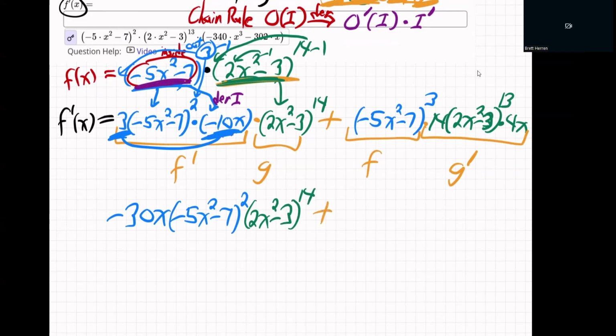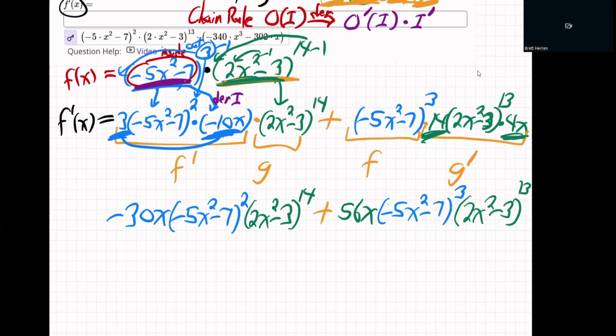plus. What about these guys? What do they have in the front? They have a 14 and a 4x. 4 times 14 is 56x. And then they have the minus 5x squared minus 7 to the third, and the 2x squared minus 3 to the 13th. Is this making sense so far? I just combined the numbers and letters in the front.